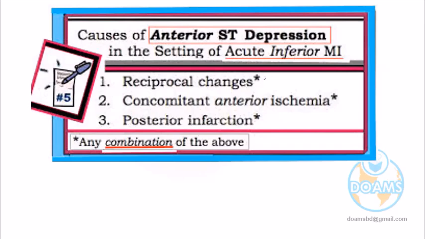So, reciprocal change, you see, causes of the anterior ST depression: one is posterior infarction, or it may be associated reciprocal change, or it may be concomitant anterior ischemia. These are three common causes of ST depression in the V1. Any combination can happen. We don't know which coronary vessel is blocked. Maybe more than one vessel is also blocked.